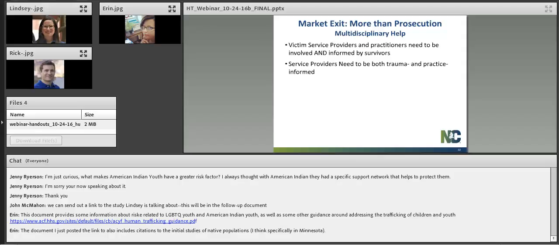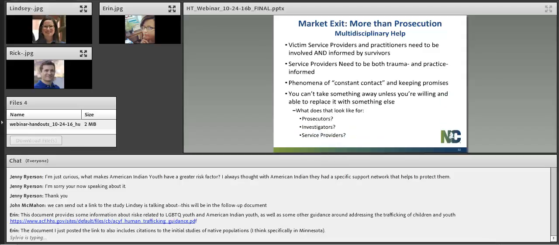When we talk about what does it take to exit the market, what is it going to take? It's going to be more than prosecution. It's going to be multidisciplinary help, and that's why obviously we're here today talking about it with child welfare workers, and the need for practitioners to be trauma informed, but also survivor informed, that we are building a network and a coalition that is informed by youth, women, and men and boys who have been involved in the life.